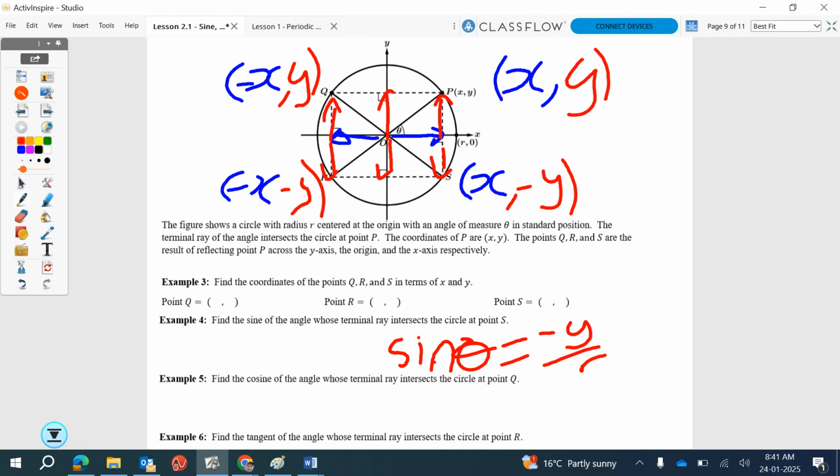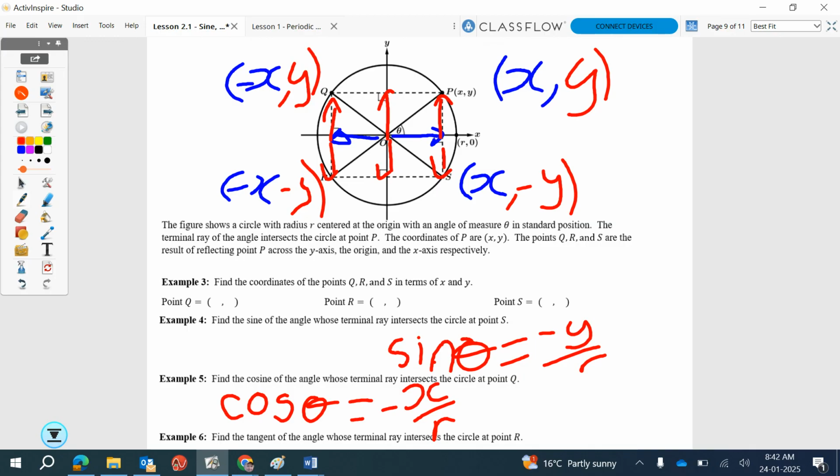Find the cosine of the angle at Q. So Q is up there. The Q is the blue one, the x value divided by the radius. So on this one we want the cosine of theta is equal to minus x over r.